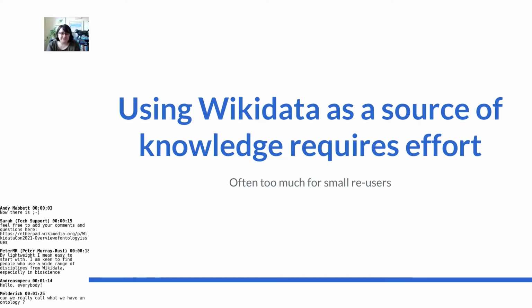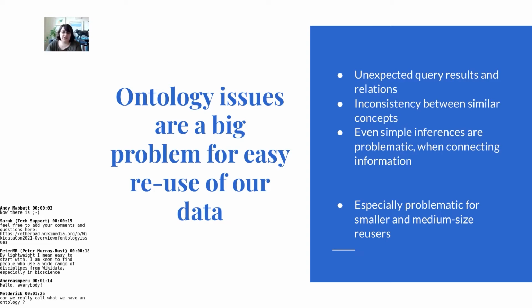Right now, using Wikidata as a source of knowledge to build an application or service or whatever requires effort. And it requires effort that some smaller reusers are not able or willing to invest, which is sad, because then our data isn't being used to help spread knowledge and so on. So one of the things that makes it hard are ontology issues or problems in our ontology. They, for example, lead to unexpected query results and relations between items.